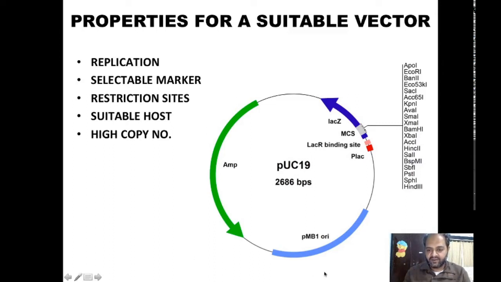Hence, if you can see over here, this is a pUC19 vector. You can see there is pMB1 ori over here. Next is the selectable marker. Now, selectable marker is any DNA sequence which codes for a particular protein, and because of that protein, you are able to confer a selection property. Now here you can see this green sequence which is written AMP. Now this is basically a region which produces a protein that can break the antibiotic ampicillin.